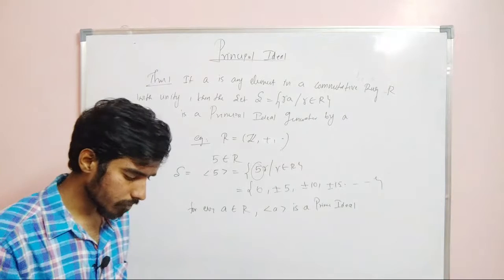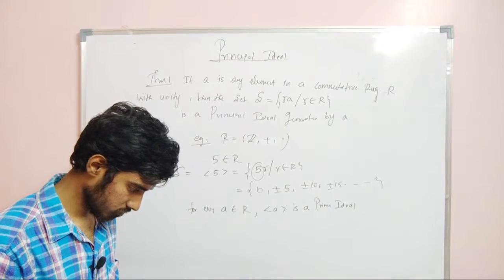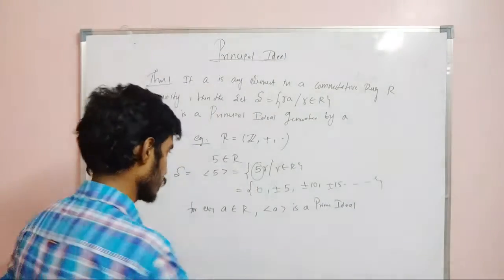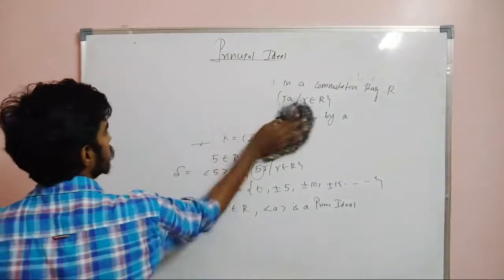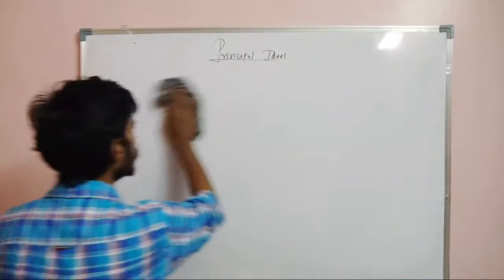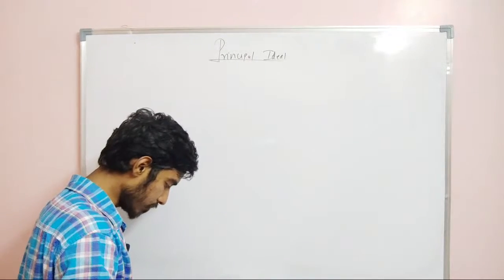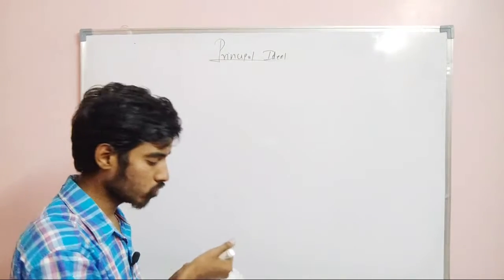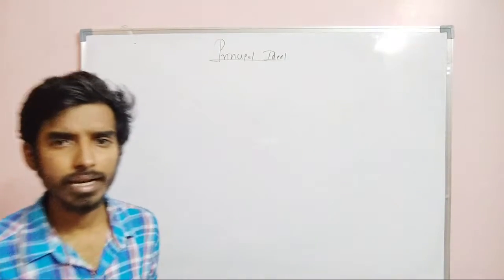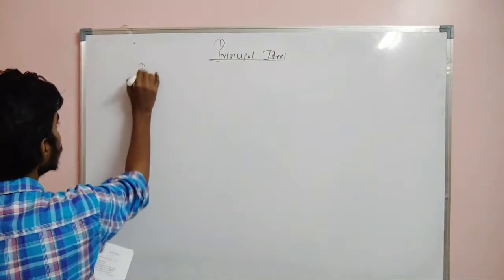Now we will define what is meant by a principal ideal ring, right? So far we have defined the principal ideal. A principal ideal means first it has to be an ideal, and we can generate that set S with a single element. Now we will define the principal ideal ring.